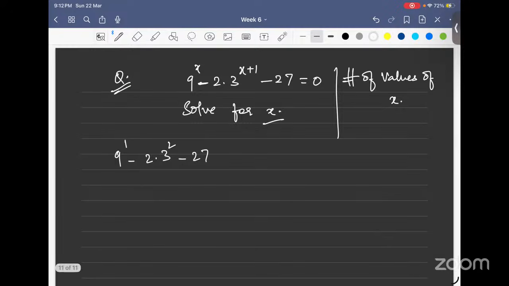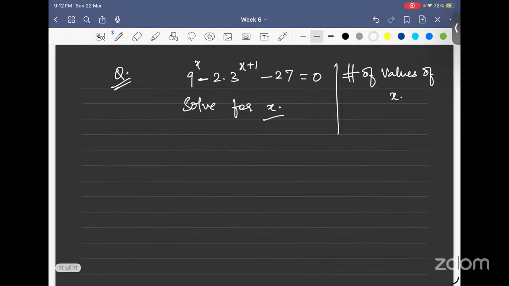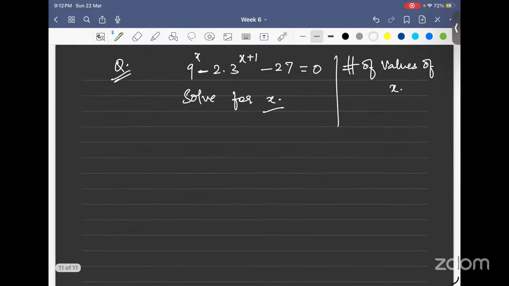9, that will not satisfy, right? 9 into 2 is 18. If I put x equals 1, that is not satisfied, right? And x equals 2, that is it. There are two answers. The one is minus. How many of you got it?